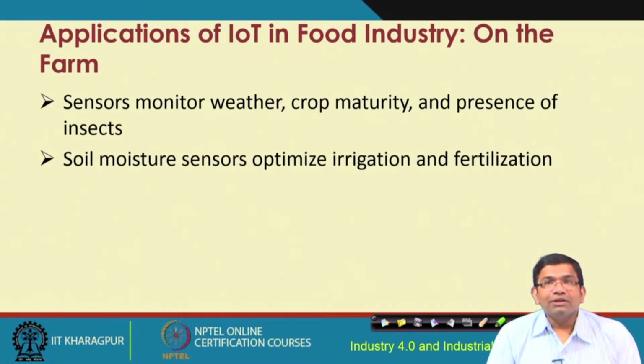On the farm, we can have sensors to monitor weather, to monitor the crop maturity, to monitor the presence of insects, and to monitor the condition of the field with respect to soil conditions. For example, how much soil moisture is there in the field, what is the water level, what is the fertilizer content of the field, and the soil nutrient condition. All of these things are possible with the help of IoT implementation in the food industry. So, these are some of the different applications. Likewise, you have a large number of different applications that are possible for IoT implementation.